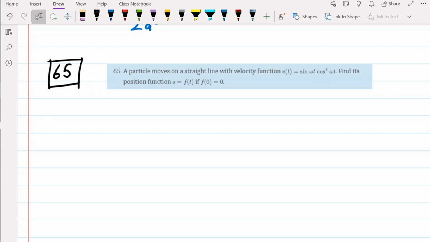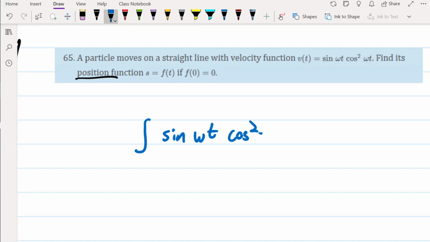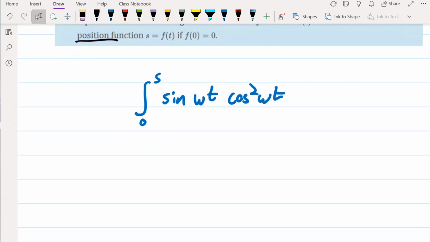So we know that the position is going to be equal to the integral of velocity. So we know that the integral of sine of wt cosine squared wt from 0 to s, or I believe it should be from 0 to s. A straight line, find its position s equals f of t if f of 0 equals 0. Oh no, it's just asking for a general constant here, which we'll call L. Actually, no, we'll call it S, because that just makes sense.